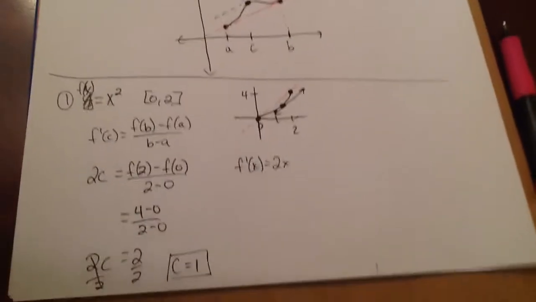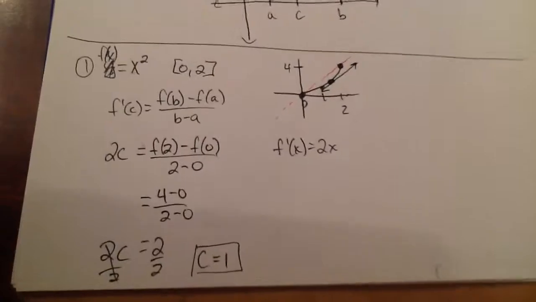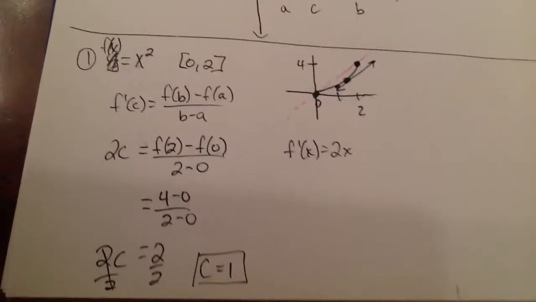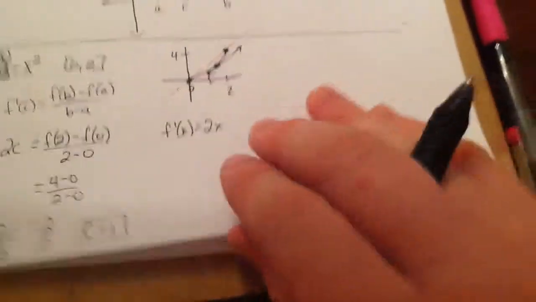Better go back and read the question. Let's see. Find each value of c. Oh, so that's all it wanted. So I just wanted the x coordinate. So that's where it happens. Do another one.